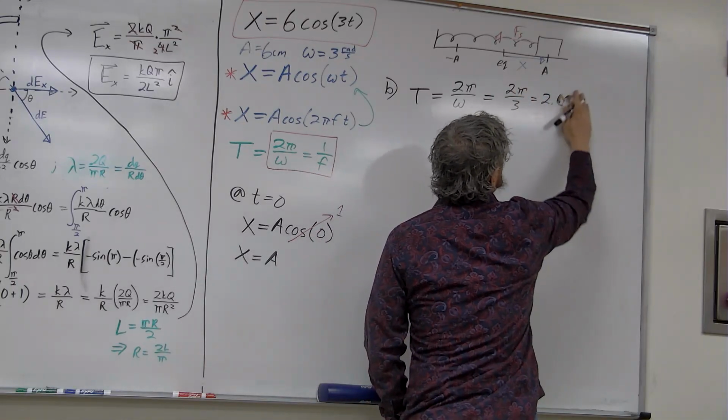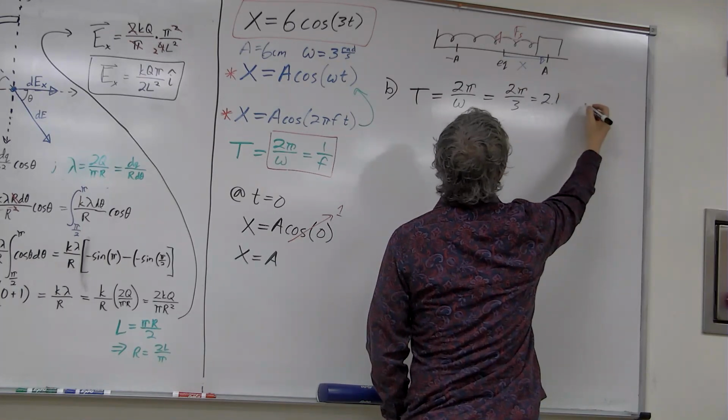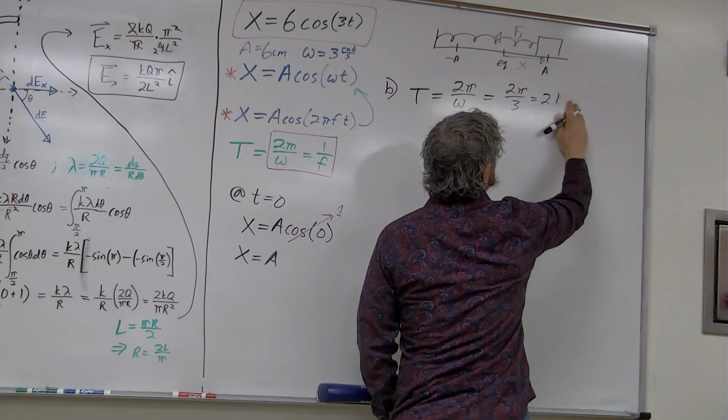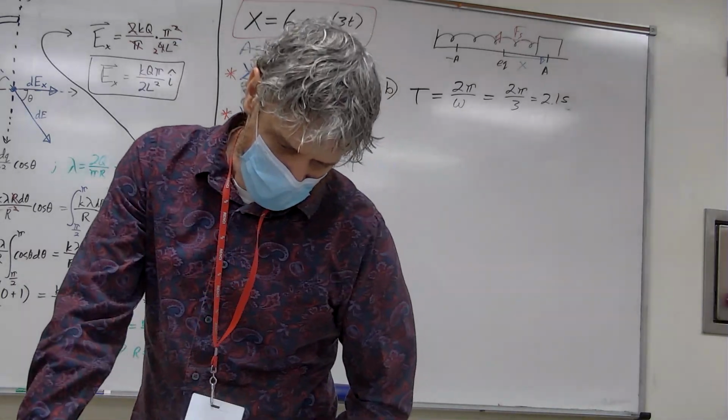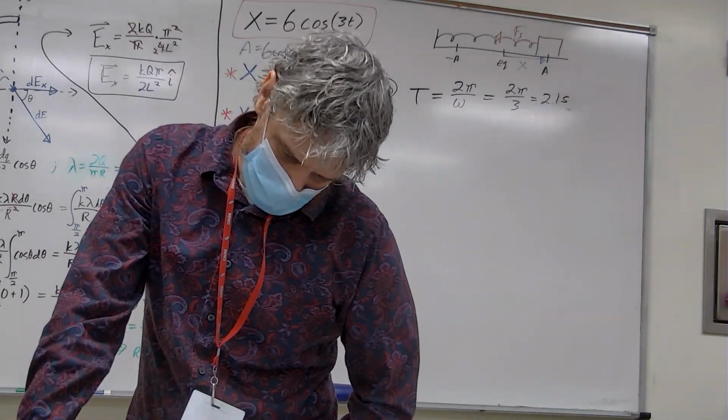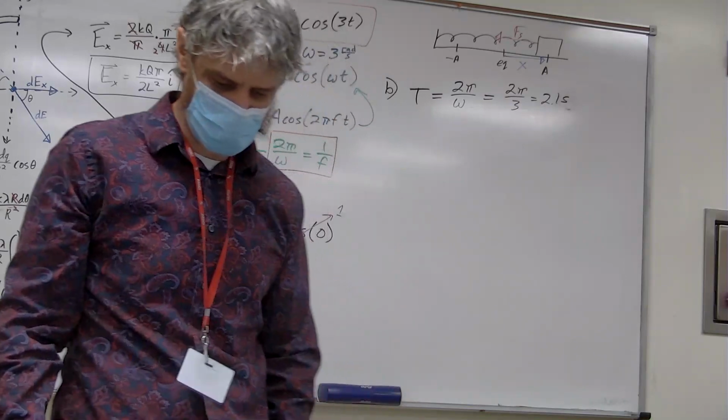2.095, 2.1. 2.1 seconds. Period is in seconds. And so that's most nearly, it does say most nearly, the period is most nearly 2 seconds.